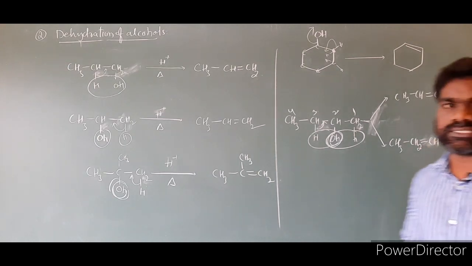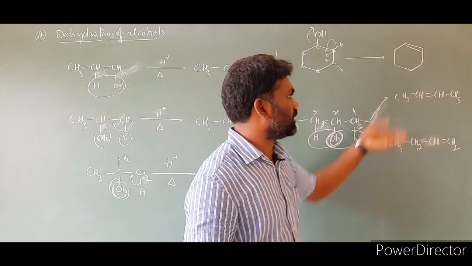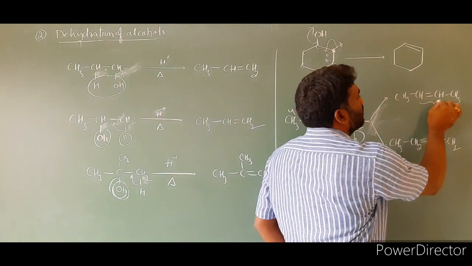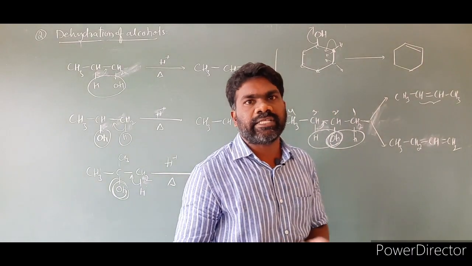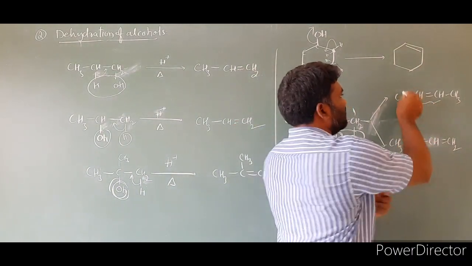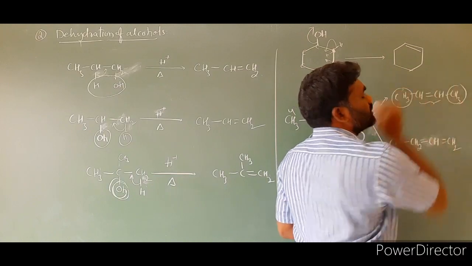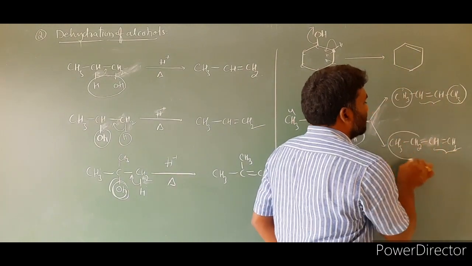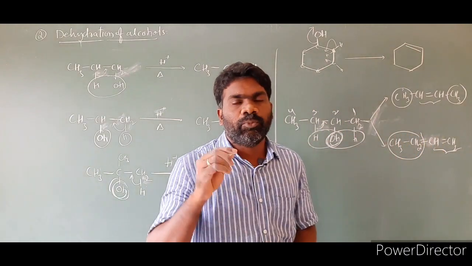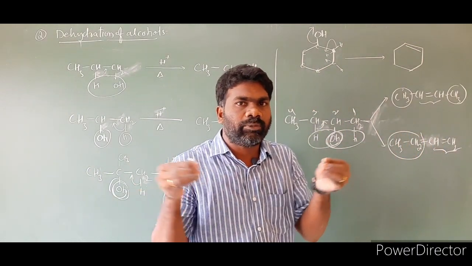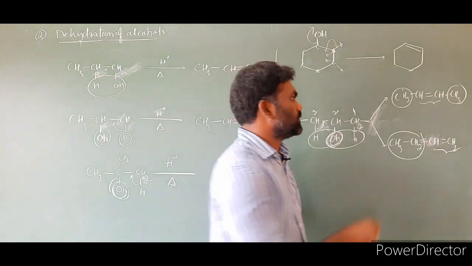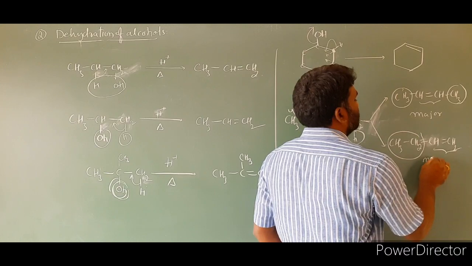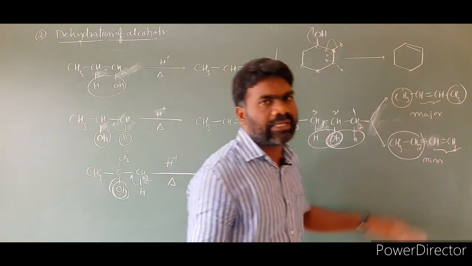Now the question arises: which is the main product and which is the minor product? To identify it, the double bonded carbons with more substituents give the more stable alkene. For this double bond, this is one substituent and this is another, so two substituents are there. For the other double bonded carbon, only one substituent is there. The more substituents attached to the double bonded carbons, the more stable. So this is the major product, and this is a minor product, with very little quantity.